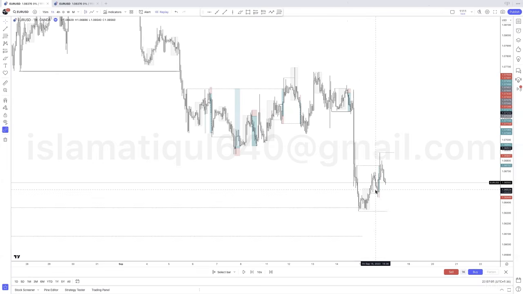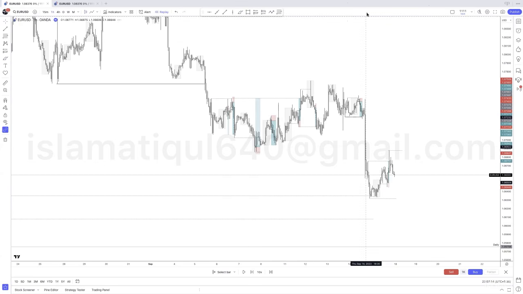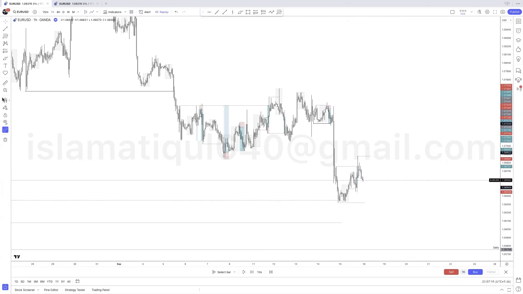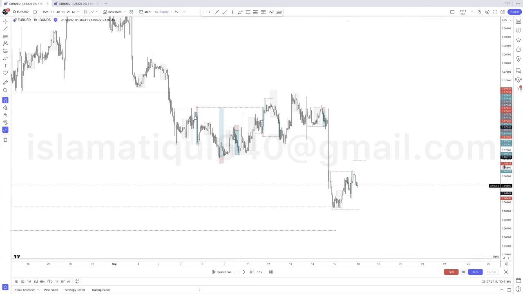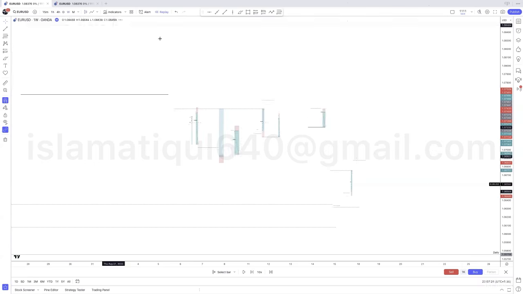And then on Friday, it runs inside of the range, like I said. So what was the range? From here to here, it runs inside of the range. That's it. See, it's a combination of SNR and SMC. When I say SMC, it's ICT stuff. I haven't learned SMC from anyone else, only from ICT. Okay, let's go to weekly.